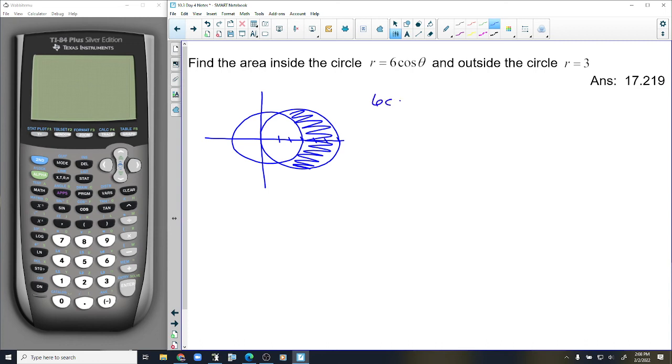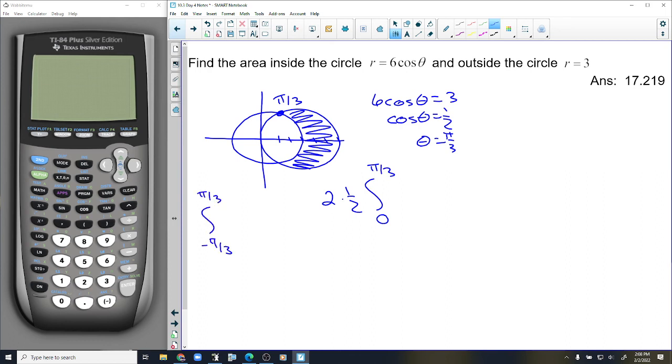So I need 6 cosine equal to 3, so theta equals pi over 3. So this ends up being pi over 3. Now, I love using symmetry for these because I get to plug in 0 on this one. So I'd rather do 0 to pi over 3. You could do negative pi over 3 to pi over 3, and then you wouldn't have to multiply by 2. I'd rather plug in 0 and have to multiply by 2. That would be my choice.